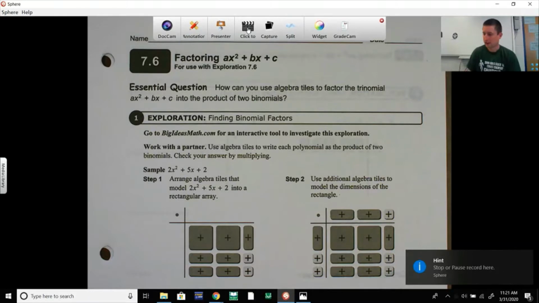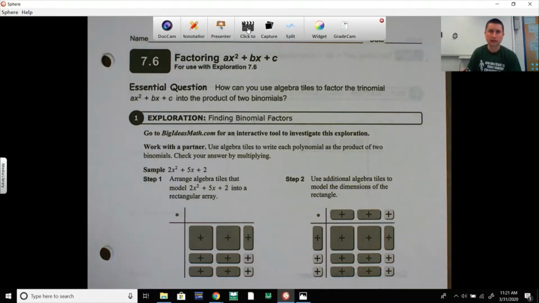Hey, Algebra kids. This is the last lesson of Chapter 7 that we're going to do, 7.6. After this, there's kind of a review assignment, so there will not be a video for that. But let me know what questions you have on it.